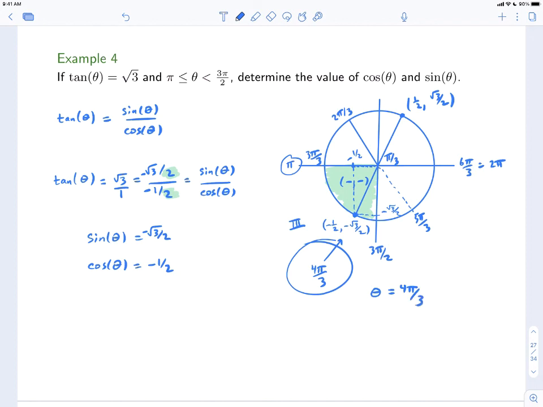Now really all that we wanted to do was determine the values of cosine theta and sine of theta, and we've already done that. But even better than that, we even figured out what theta was.